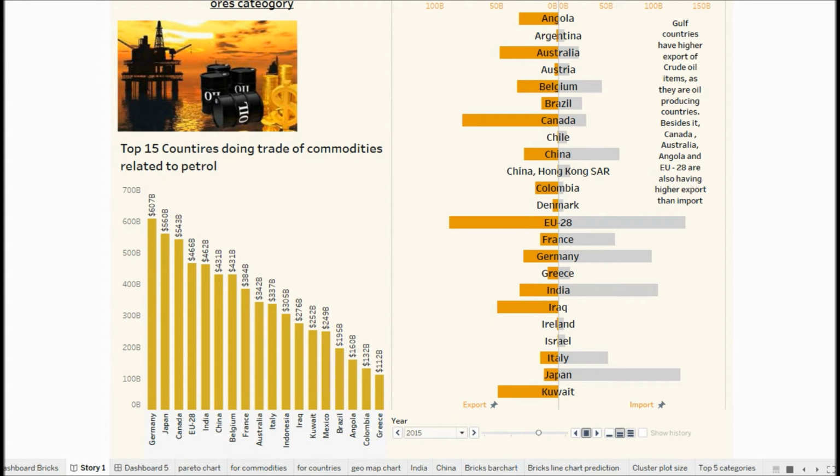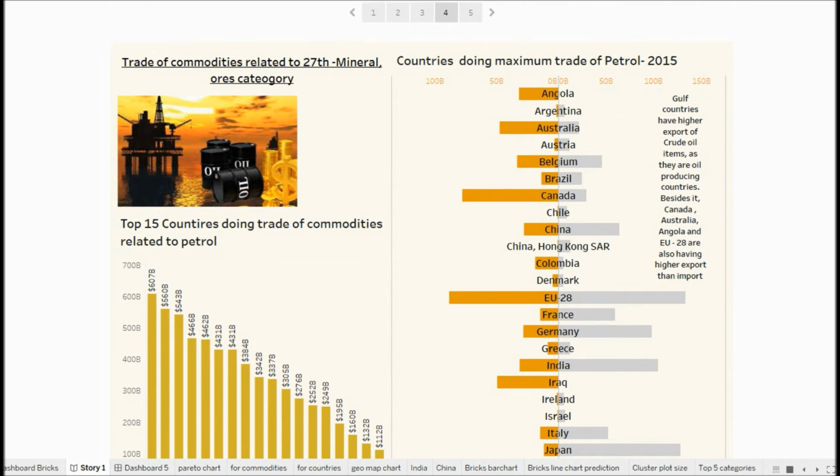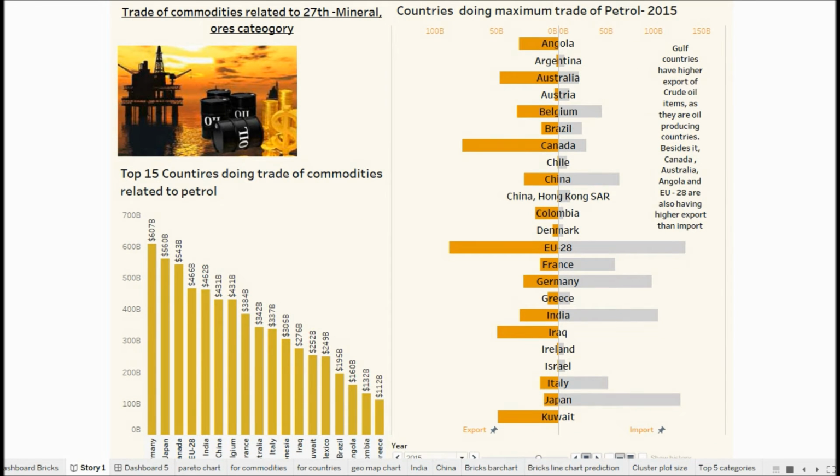And now we have tried to find out how much is the import and export for only these countries in the next chart. As you can see, for 4 years, Kuwait, Iraq, European Union, Canada, Australia, and Angola, these countries are doing more export of this commodity than other countries. This shows that these countries have resources for exporting this commodity to other countries. And likewise, Japan, India, China, Belgium, these countries are importing more because they have a huge amount of vehicles, a huge population in their land. And for that, they need commodities related to petrol, crude oil, natural gas.